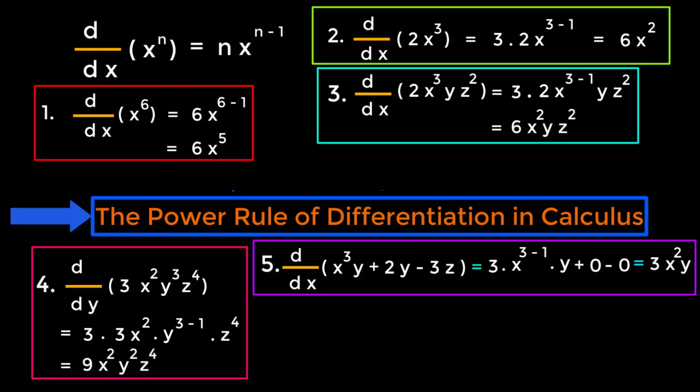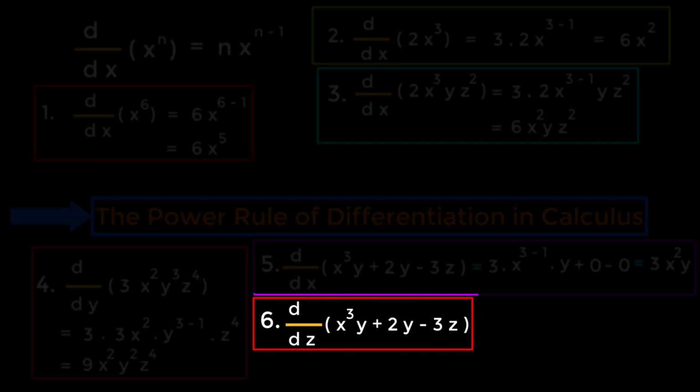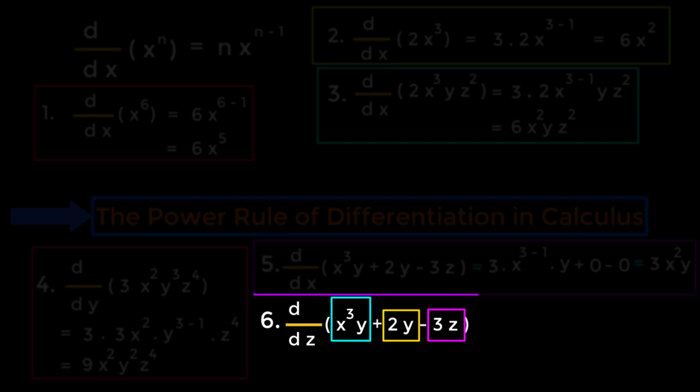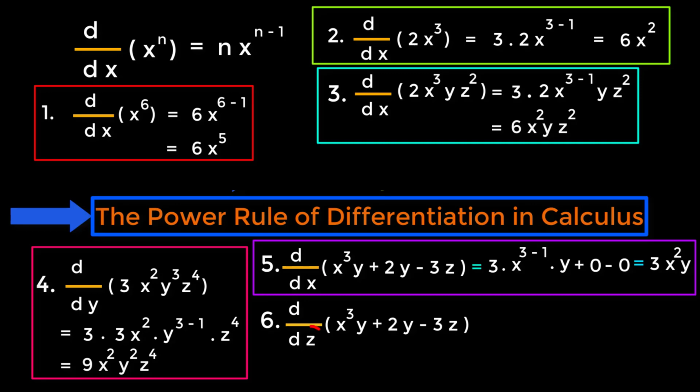For better understanding, look at this another example. d/dz of x cube y plus 2y minus 3z. See, we are going to differentiate these three quantities with respect to z. But there is no z here with this quantity, and there is no z here with this quantity also. So the value of these two quantities will be 0. Again, see, z has no power here. That means the power of z is 1 here.